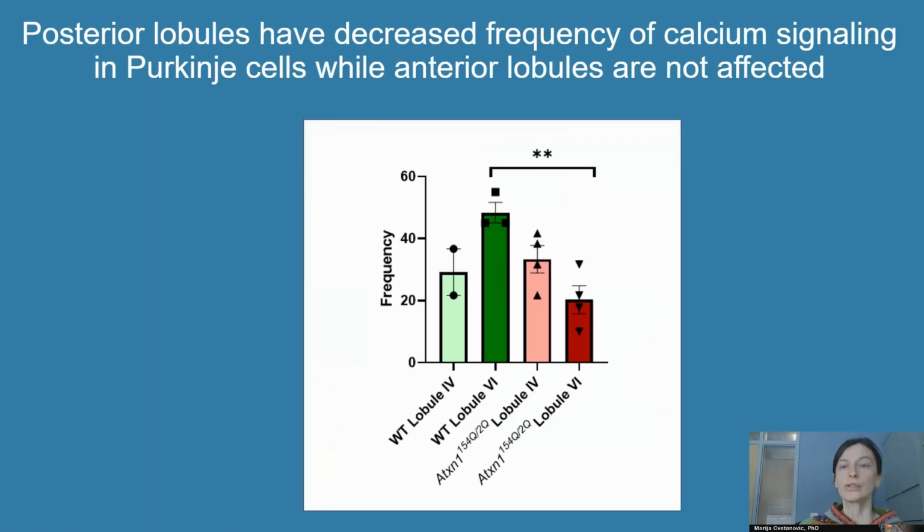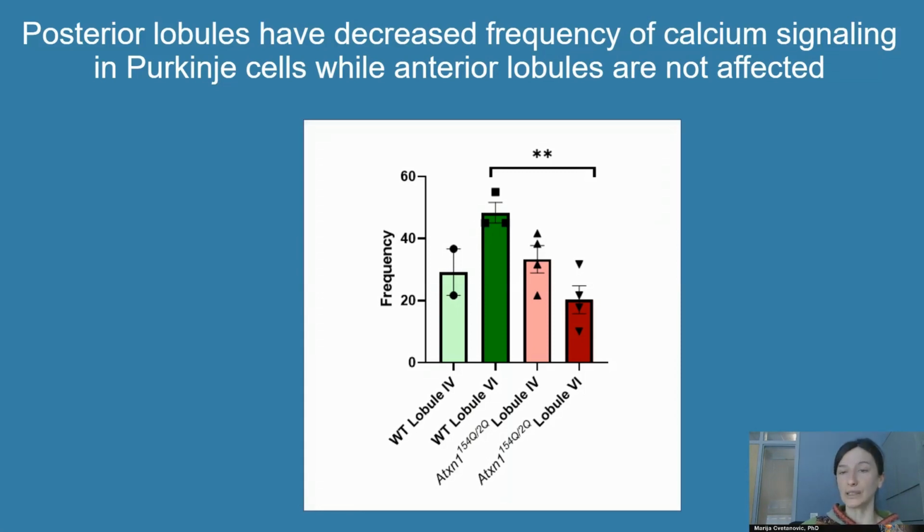So here are the results. Here is presented the frequency of the calcium signaling in the Purkinje cells in wild-type mice in lobule 4 and then lobule 6. These are presented in green. Lighter green is lobule 4 and darker green is lobule 6 to present anterior to posterior. And then we have ataxin-1 mice in lobule 4 and lobule 6 presented with the lighter and darker red. And you can see that between wild-type and ataxin-1 mice, SCA1 mice, in lobule 4 we do not see a significant change in the frequency of the calcium signaling in Purkinje cells.